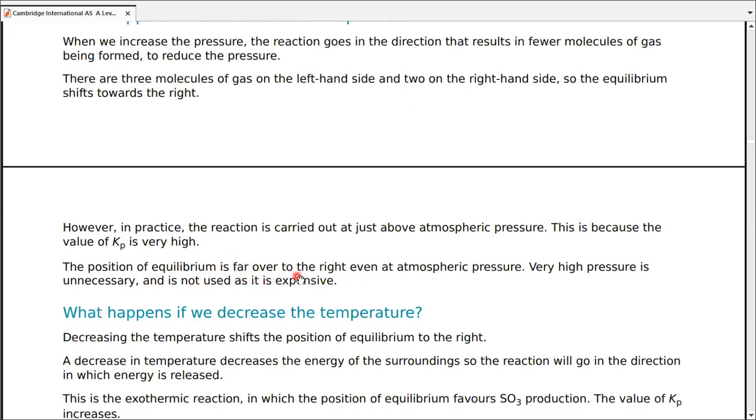Now, the position of equilibrium is far over to the right, even at atmospheric pressure. Very high pressure is unnecessary and is not used, since it is expensive. Now, this is going to give you an idea about the industry.